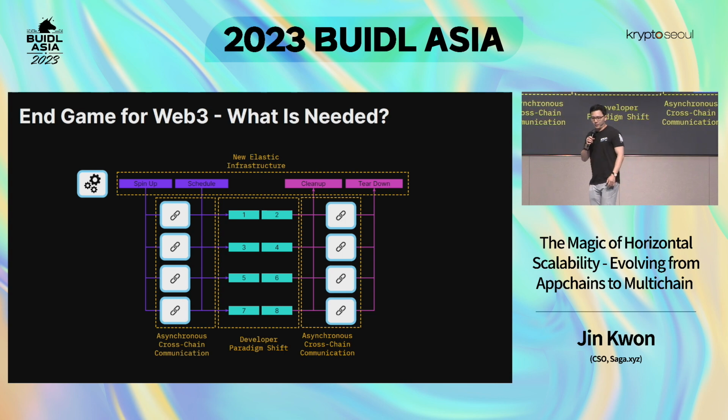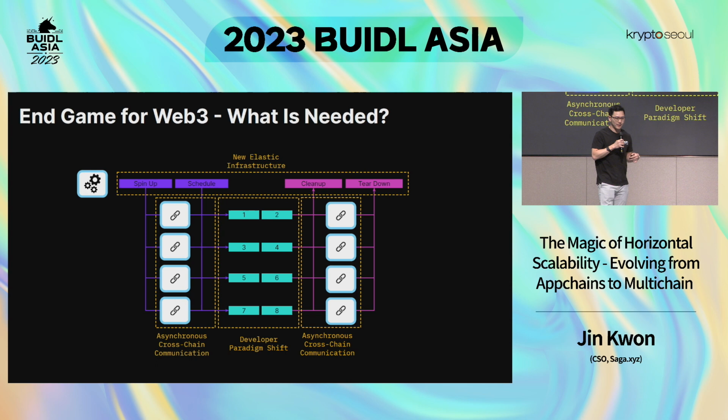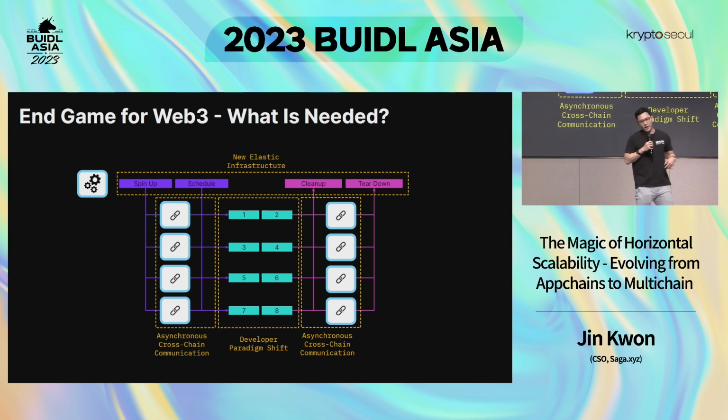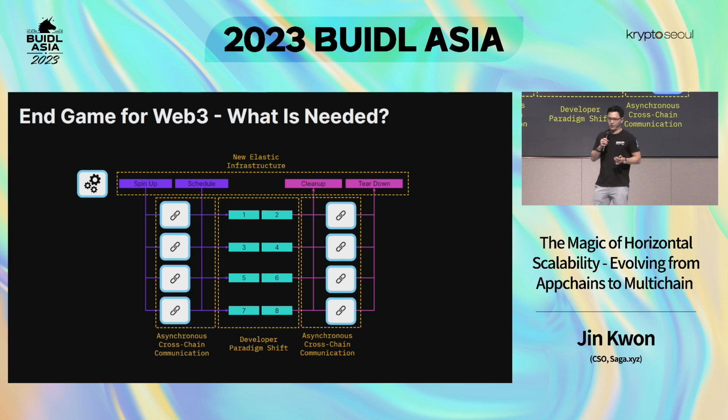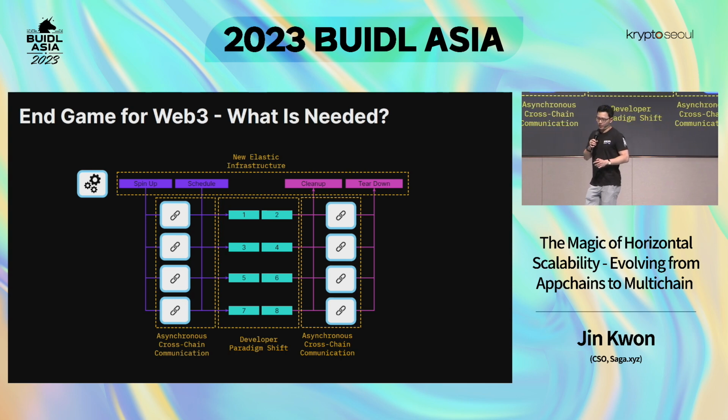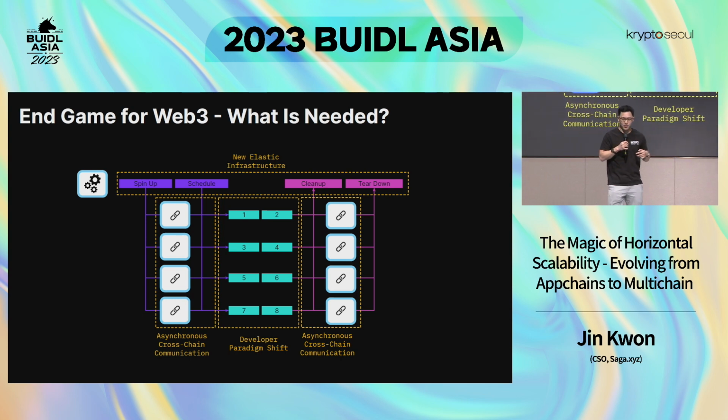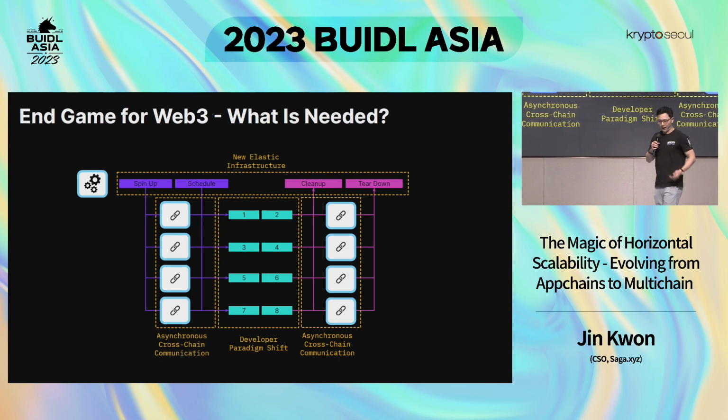We talked about what is needed to get to the end state for Web3 in terms of infrastructure. Really, Saga is there to try to develop this kind of infrastructure. What the cloud and AWS did for web infrastructure is something that Saga is trying to replicate in the Web3 world, so that we can have really good scalability ultimately.